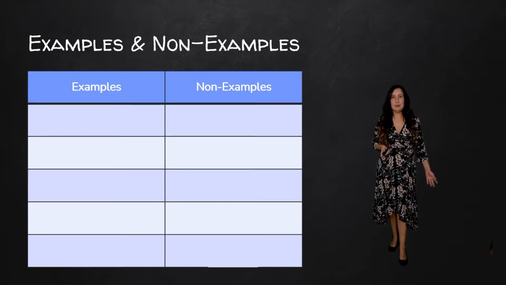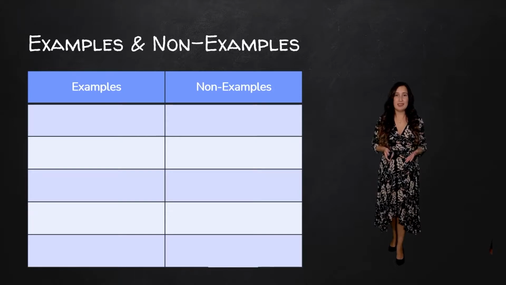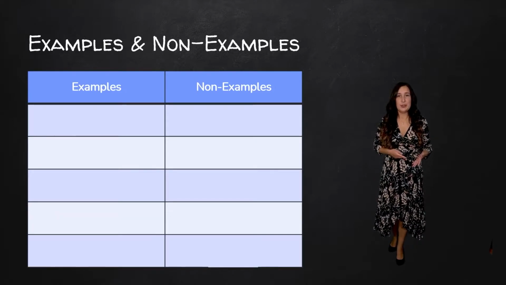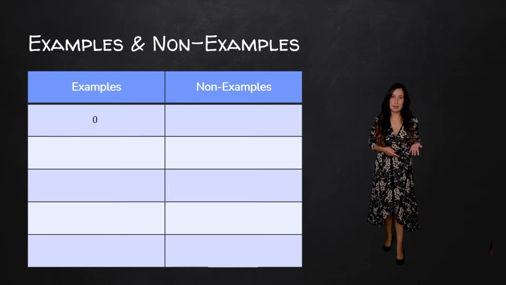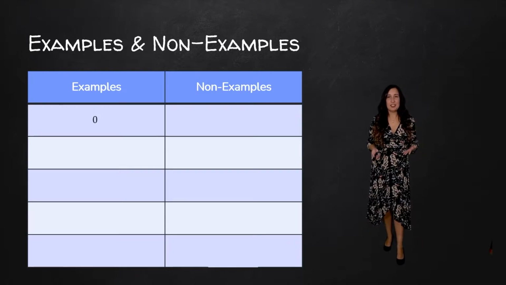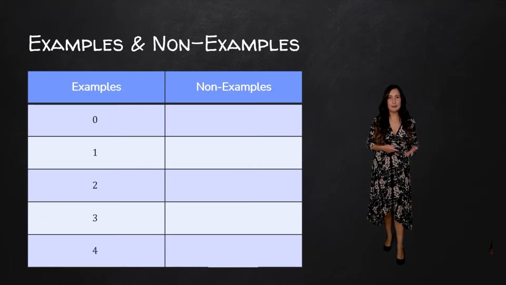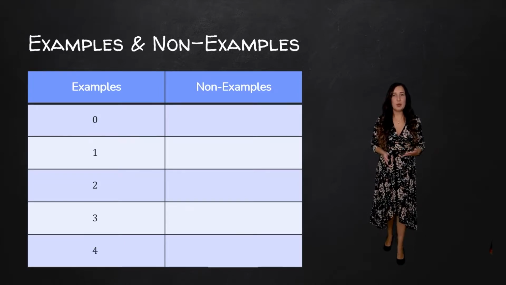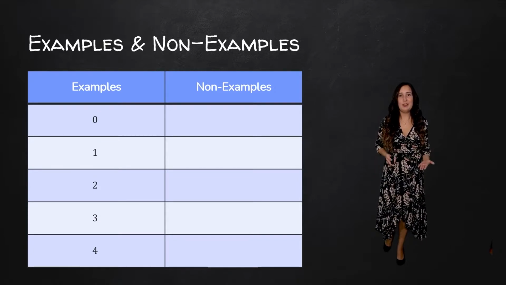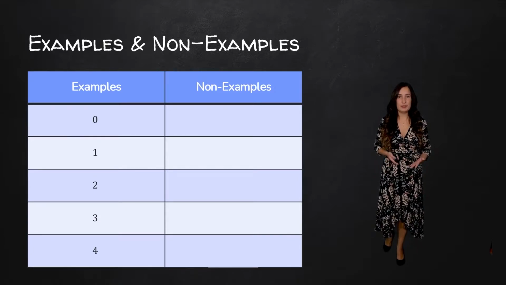Here I have a table, and we're going to go over some examples and non-examples of whole numbers. So we already mentioned that 0 is a whole number. And then we have our counting numbers. So 1, 2, 3, 4, and then we could just keep going with that pattern. Any counting number is a whole number.